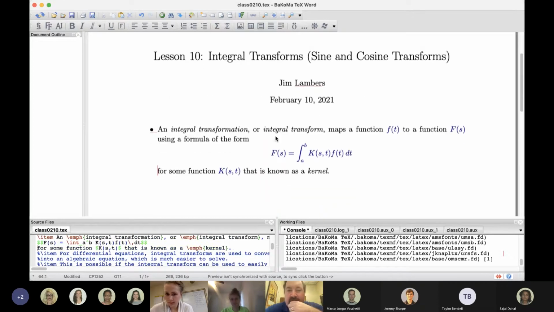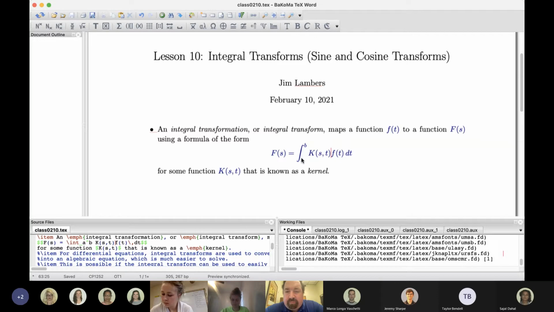An integral transform, which can be referred to as an integral transformation, but integral transform is a term that's more often used, is an operation that takes a function to another function. Here we have a function of t, a little f of t, and then we multiply this by some function that's also of t, but also of another variable s that's a parameter. This function is called a kernel.